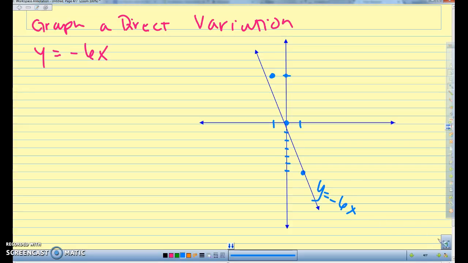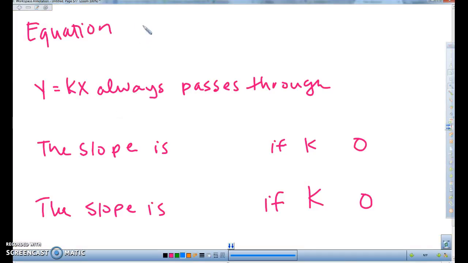Looking at that graph, let's answer a few questions. Well, we know our equation is what? Good, y equals kx. That we found out above. We know that y equals kx will always pass through one point, a point that we will always pass through if there is no y-intercept. So take a guess at what that point might be. Good, the origin. And if you didn't know, the origin is 0, 0.